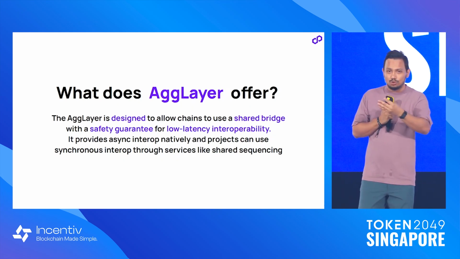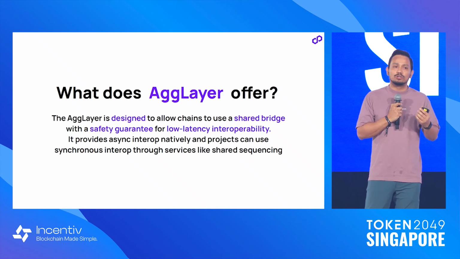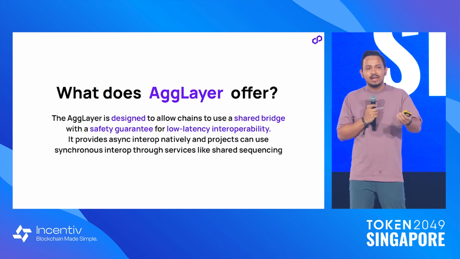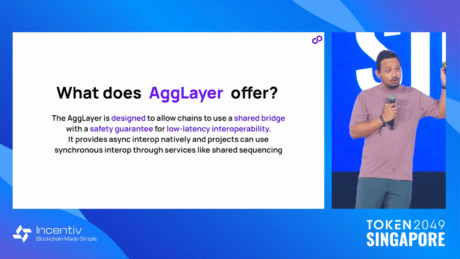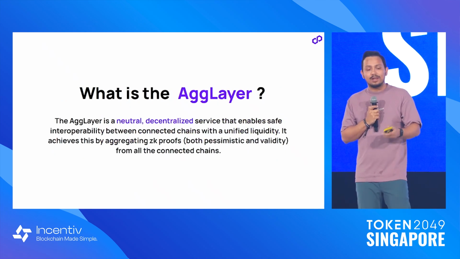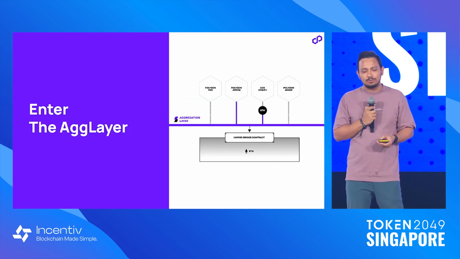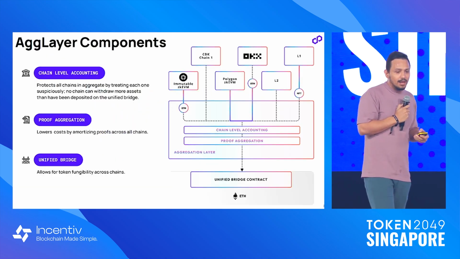But the problem, as you would have all heard in the Ethereum ecosystem, is that we are having this fragmentation problem. And Ag layer is the solution to address that problem. Like you have infinite scalability. How do you combine all of those chains together in one single layer? And that's what Ag layer is building towards.